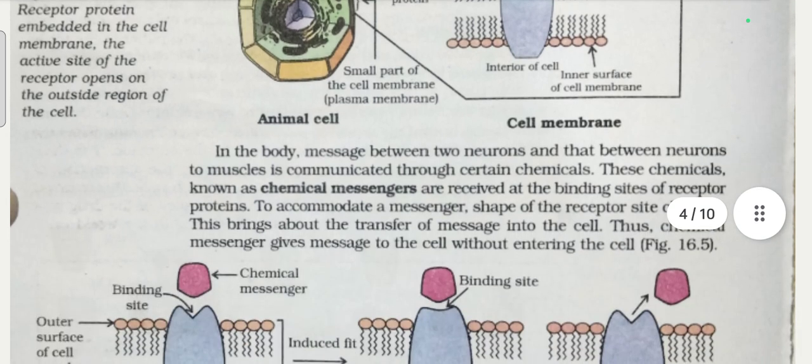In the body, message between two neurons and that between neurons to muscle is communicated through certain chemicals. These chemicals, known as chemical messengers, are received at the binding site of receptor proteins. To accommodate a messenger, shape of the receptor site changes. This brings about the transfer of message into the cell. Thus, chemical messenger gives message to the cell without entering the cell.